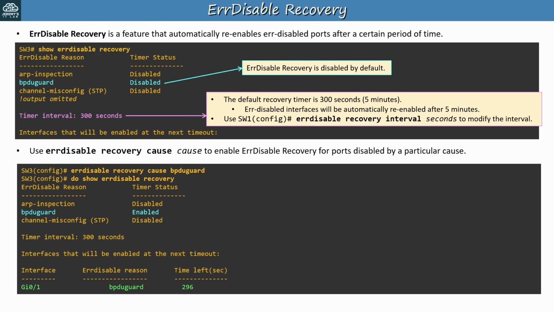This time, show errdisable recovery shows that it is enabled for BPDU Guard. And G0/1 is listed at the bottom of the output, meaning that it will be automatically re-enabled after 296 seconds. When this timer counts down to 0, the interface will be re-enabled. One final point. Even if you use ErrDisable Recovery to automatically re-enable disabled ports, you still have to solve the underlying problem like I said before. In our scenario, if Bob's switch is still connected to G0/1, right after ErrDisable Recovery re-enables the port, it will just be disabled again after receiving a BPDU.